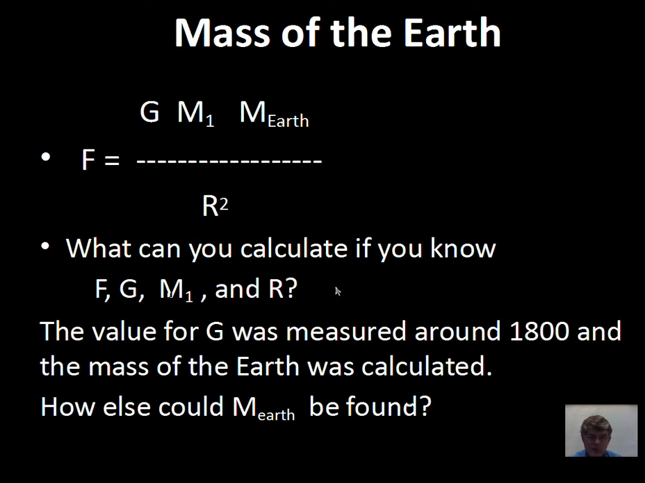And this was done around 1800. The value of G was measured in the late 1700s, and people realized then they could calculate the mass of the Earth. Is there any other way that the mass of the Earth could be determined? The answer is yes. The Earth has a gravitational effect that goes out into space, and the Earth will cause small asteroids that are passing by the Earth to be changed in their orbit, to be deflected. The Earth's mass will cause that to happen, and that's another way you can get the mass of the Earth.